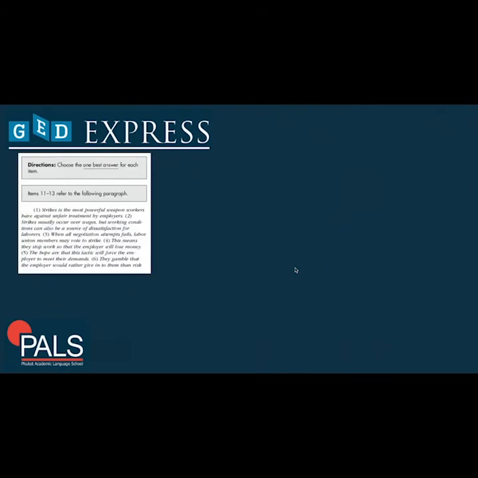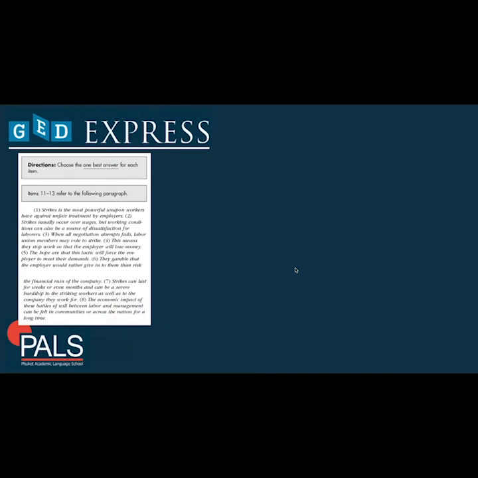Here's another one. Strikes is the most powerful weapon workers have against unfair treatment by employers. Strikes usually occur over wages, but working conditions can also be a source of dissatisfaction for laborers. When all negotiation attempts fails, labor union members may vote to strike. This means they stop work so that the employer will lose money. The hope are that this tactic will force the employer to meet their standards. They gamble that the employer would rather give in to them than risk the financial ruin of the company.